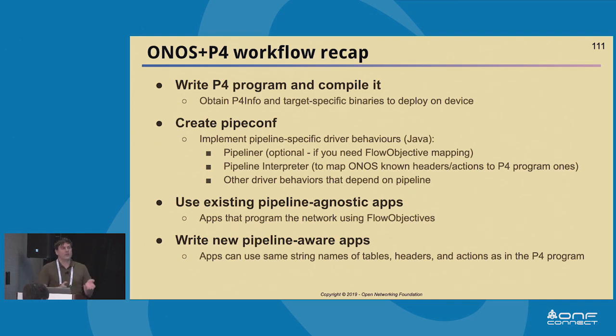Then you can package together this P4 info file, BMV2 JSON, or whatever target specific binary, along with some Java classes, Java implementations, like the pipeliner, if you want to be able to use built-in applications that program the network using flow objectives. So you have to tell ONOS how to map flow objectives into your specific pipeline. You can decide to provide an interpreter, do the same thing and map ONOS known header types and actions to P4 program ones. And you can provide essentially any driver behaviors that depend on the pipeline as part of the Pipeconf.